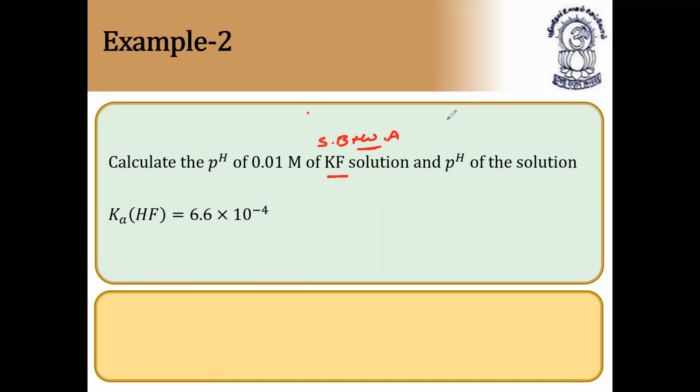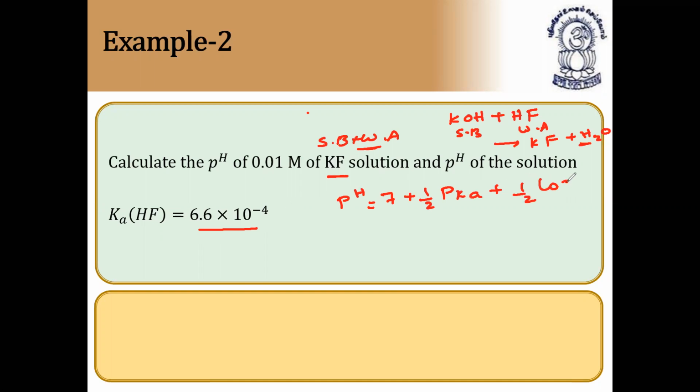How can we say? Because potassium hydroxide plus HF, hydrogen fluoride. Hydrogen fluoride is a weak acid and potassium hydroxide is a strong base, and due to this, it forms KF along with water. The Ka of HF is given as 6.6 times 10 to the power minus 4. For this simple derivative question, pH is equal to 7 plus half into pKa plus half log C.